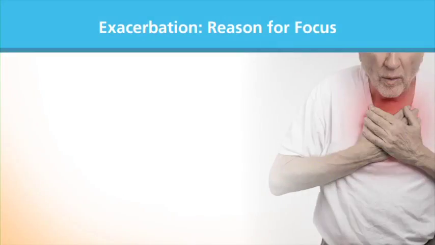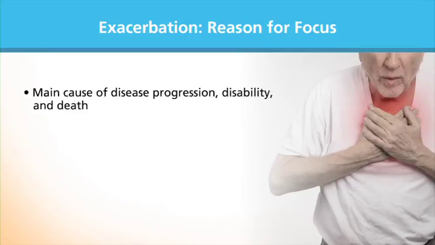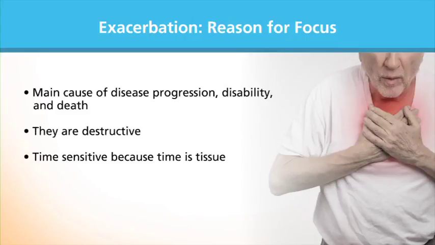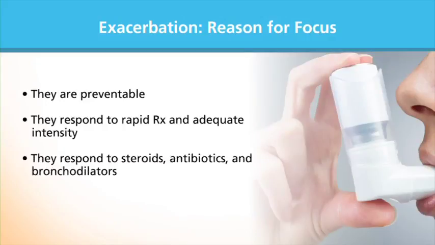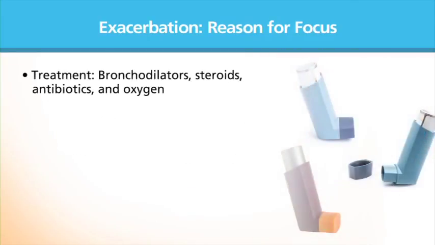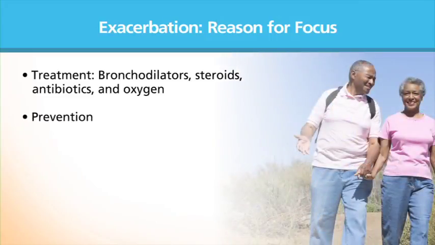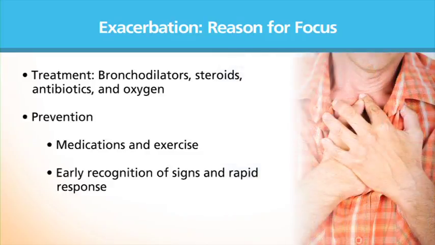Here are the main reasons for focusing on exacerbations. They are the main cause of disease progression, disability, and possibly even death. They're destructive, they're time-sensitive, and time is tissue. They are a major expense. They are preventable. They respond well to rapid action and to adequate intensity of treatment. They respond to steroids, antibiotics, and bronchodilators. So treatment includes bronchodilators, steroids, and antibiotics, and oxygen. And prevention includes medications, exercise, and early recognition of signs and symptoms of an exacerbation and rapid response.